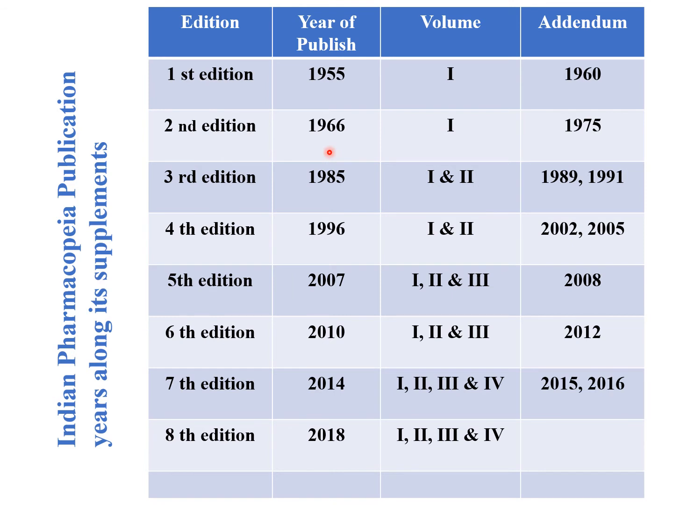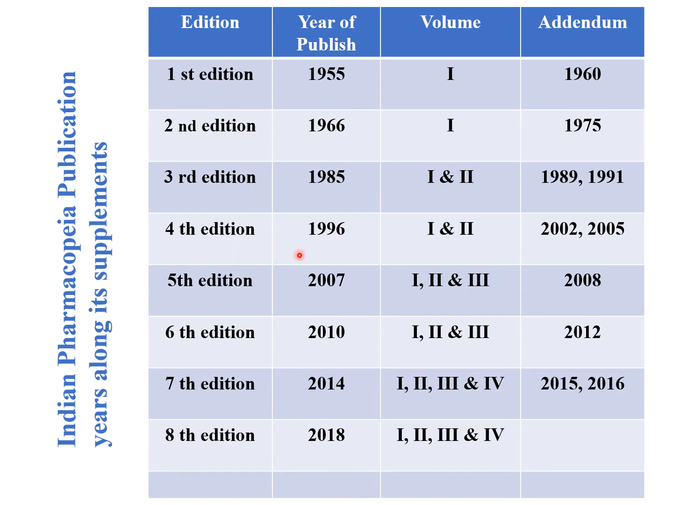Here I mean to say this is the time taken to develop various monographs of each and every drug. Coming to the third edition, it was published in 1985 with volumes 1 and 2. Here I mean to say the descriptions, details and number of drugs increased. That is the reason in 1985 they published in 2 volumes, and supplements were added in 1989 and 1991.